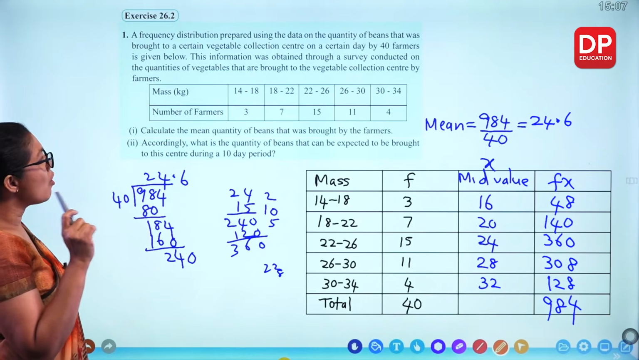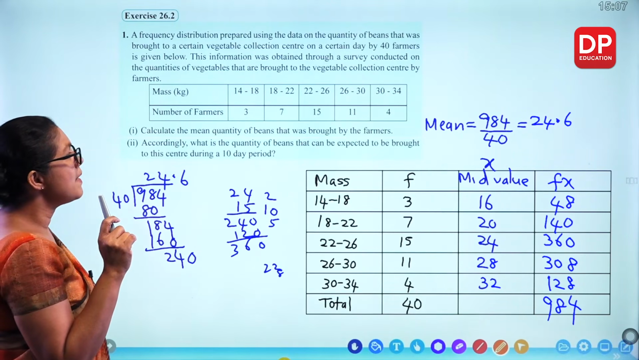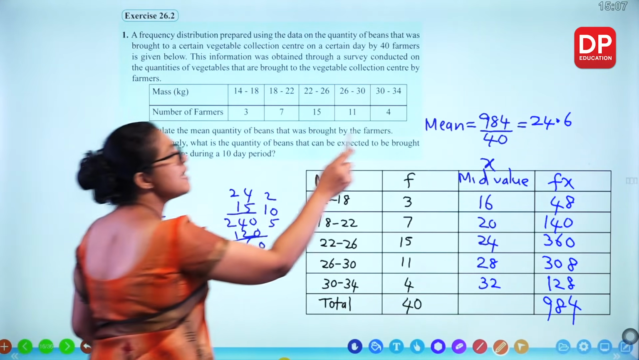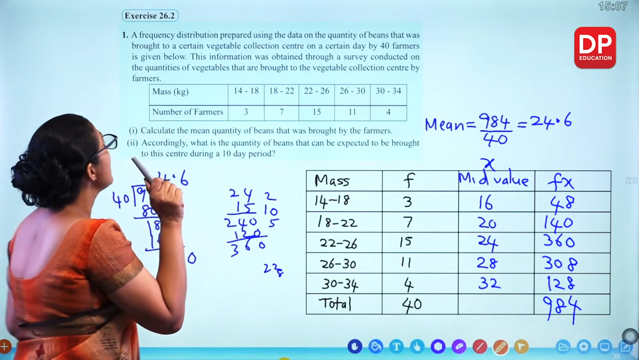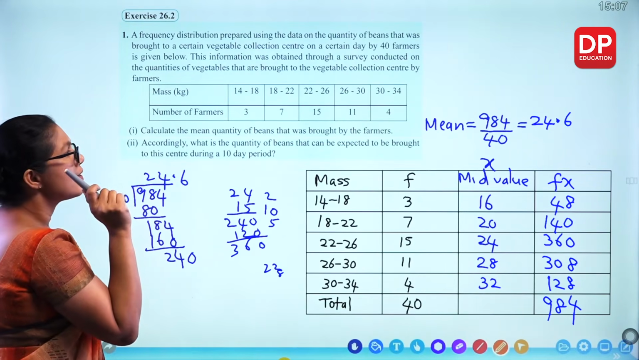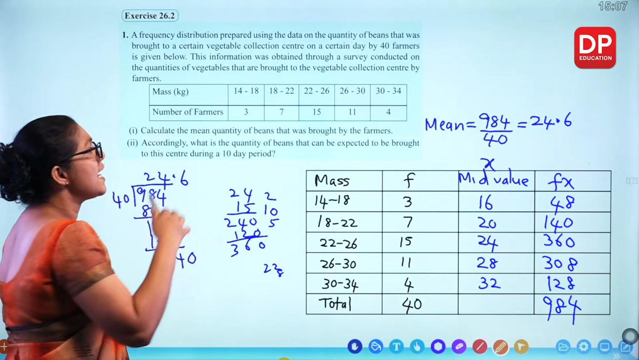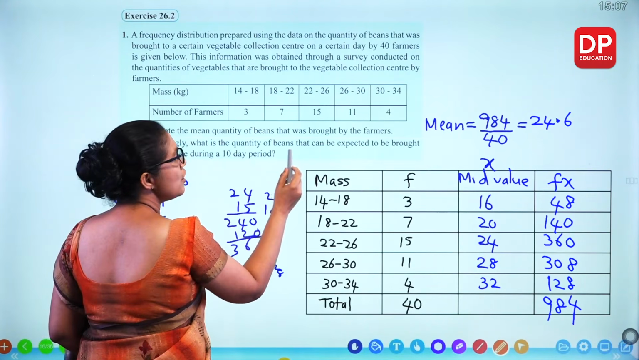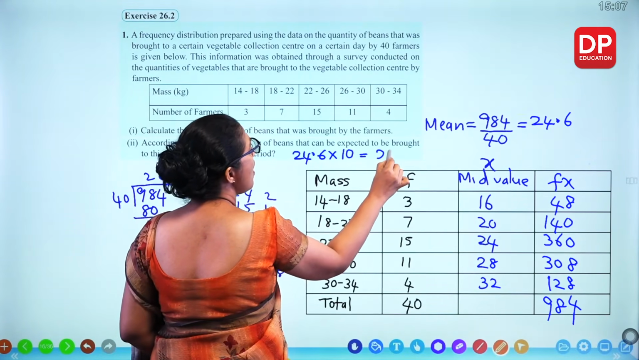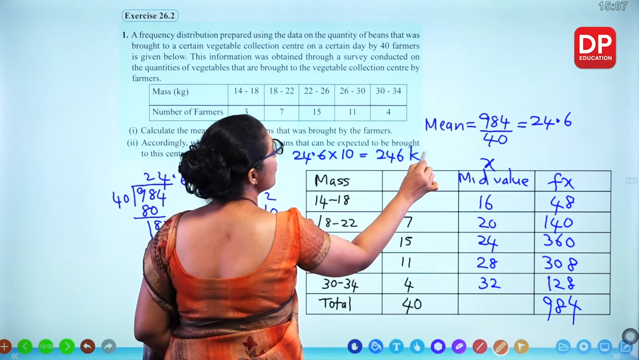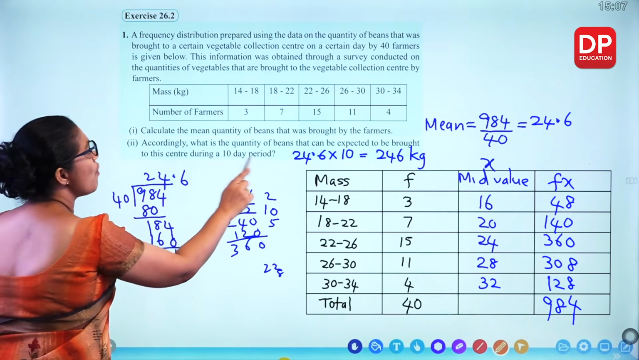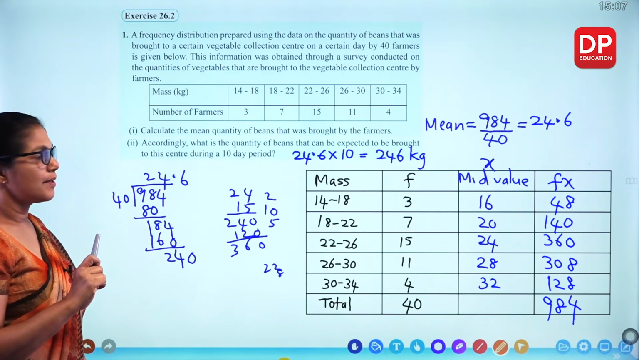Now, second part, accordingly, what is the quantity of beans that can be expected to be brought to this center during 10-day period? So, this means within 1 day, the mass of beans, that's 24.6 kilograms. For 10 days, what's the mass? So, you need to multiply by 10. So, 246 kilograms of beans brought to the center during 10-day period.